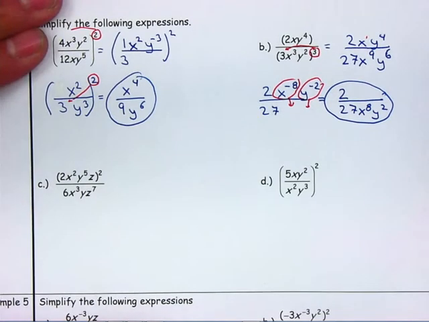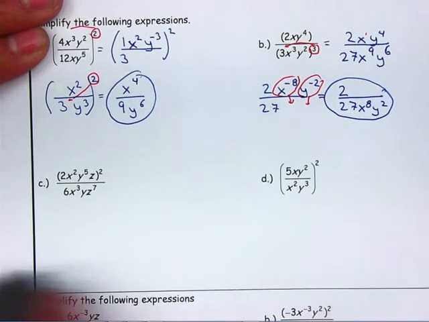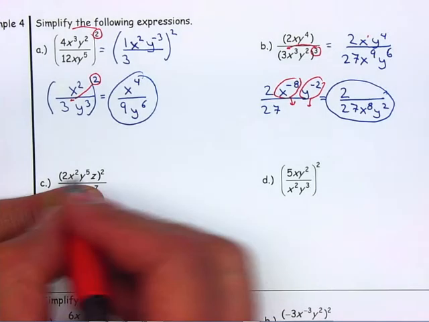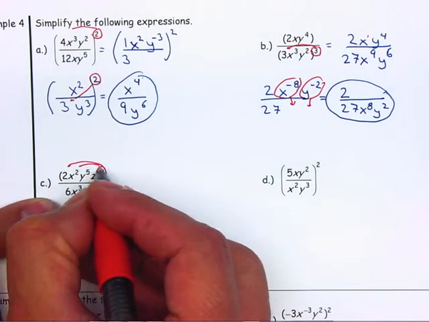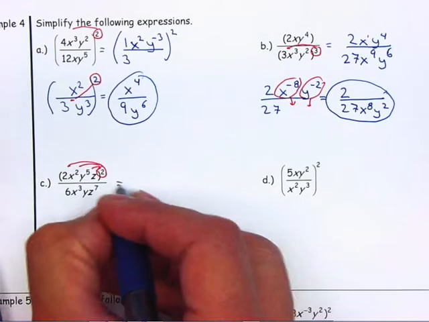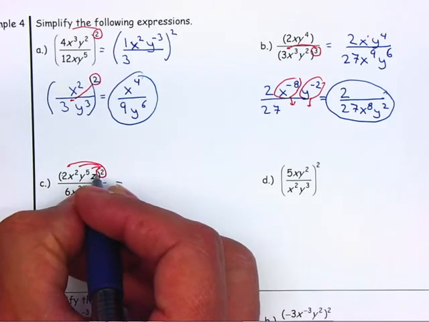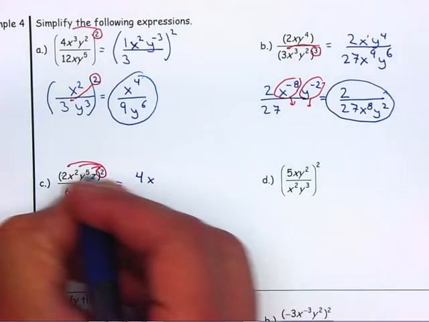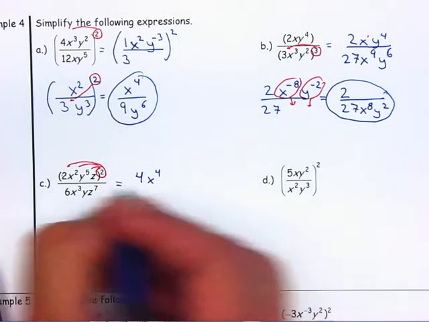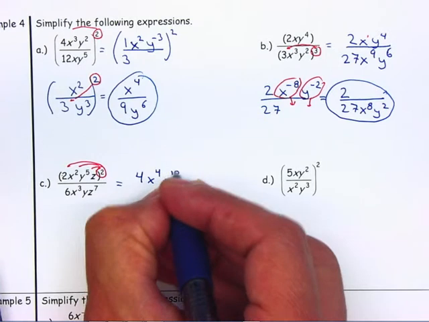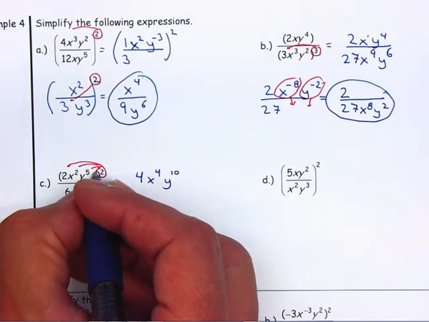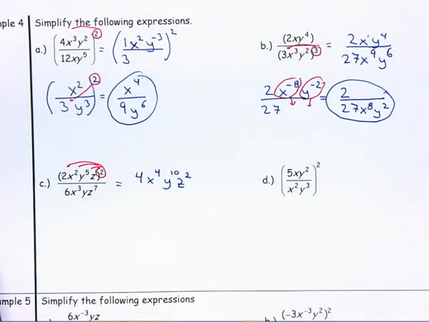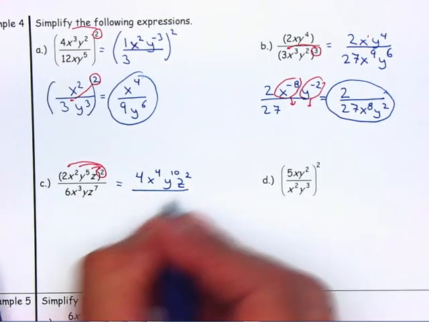Excellent. So for letter C, we're going to go through the same process. We have an exponent outside. The exponent only belongs to the numerator. So I'm going to distribute the exponent to each one of them. That'll give me 2 to the second power. 2 to the second power is 2 times 2, which is 4. X, 2 times 2 will give us a 4. Y, 2 times 5 will give us a 10. Z, the 2 will take over the z.